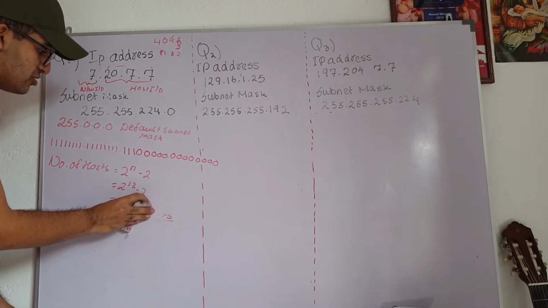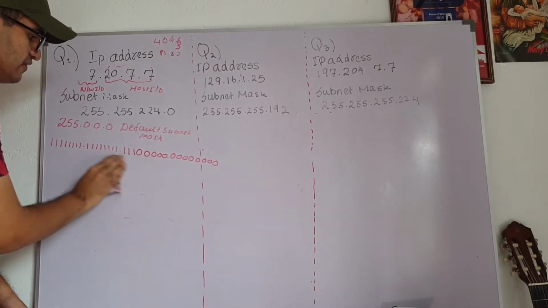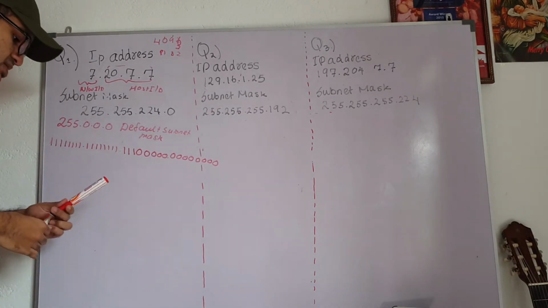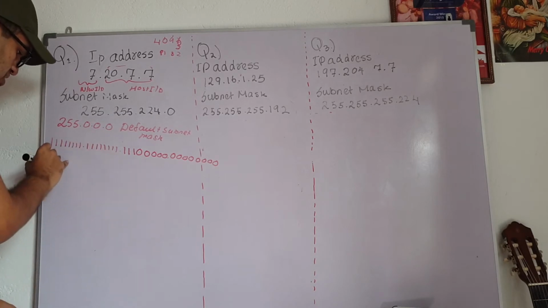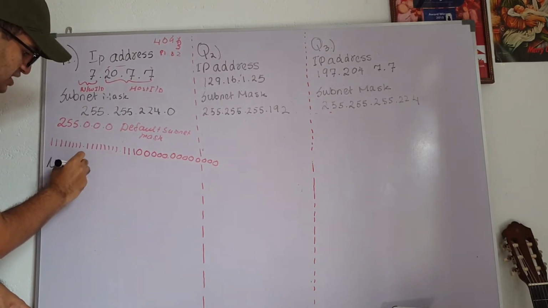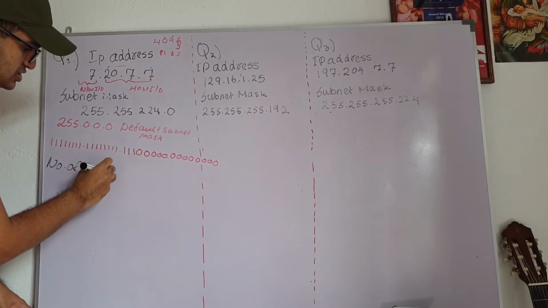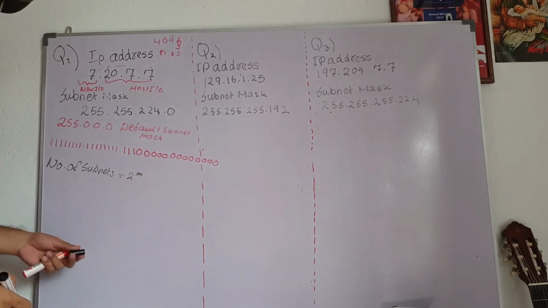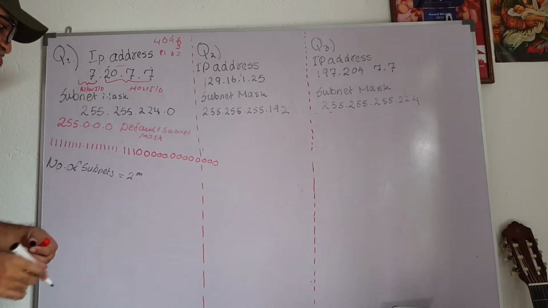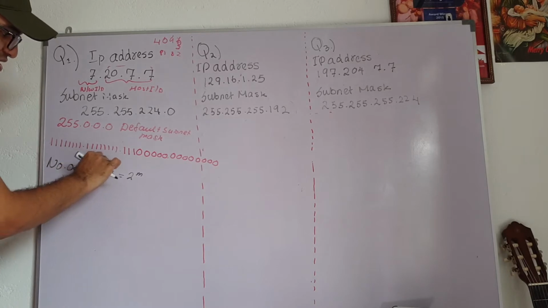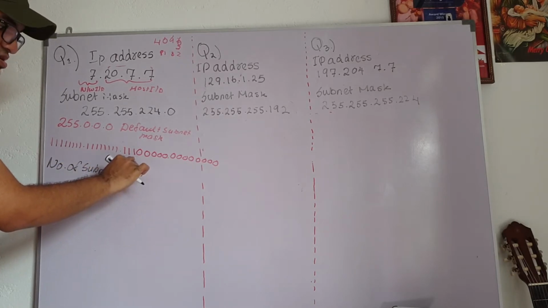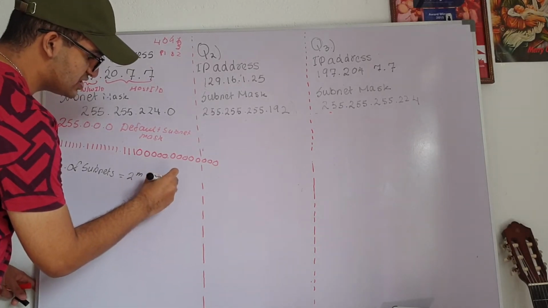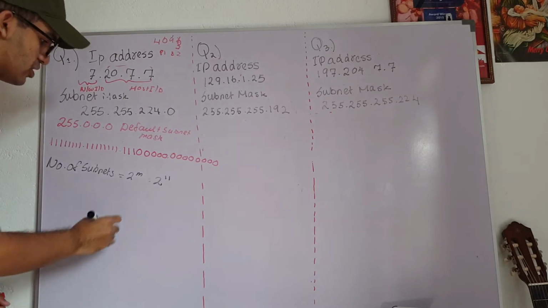Now that we found this, we are going to find the number of subnets. The number of subnets is 2 to the power n, where n is the number of ones available in this question. There are 8 plus 3, which is 11. 2 to the power 11 is 2048.